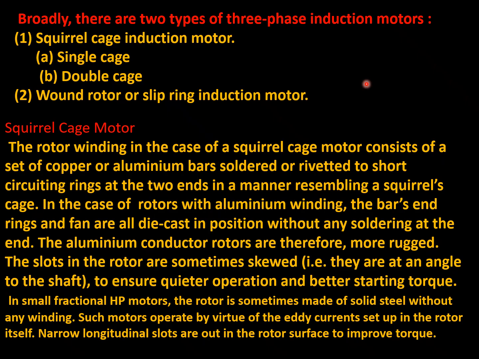In a small fractional HP motor, the rotor is sometimes made of solid steel without any winding. Such motors operate by virtue of the eddy currents set up in the rotor itself. Narrow longitudinal slots are cut in the rotor surface to improve torque.